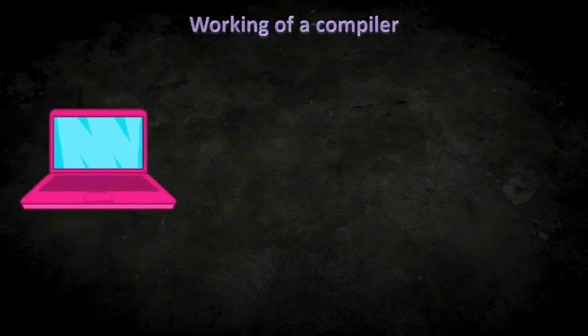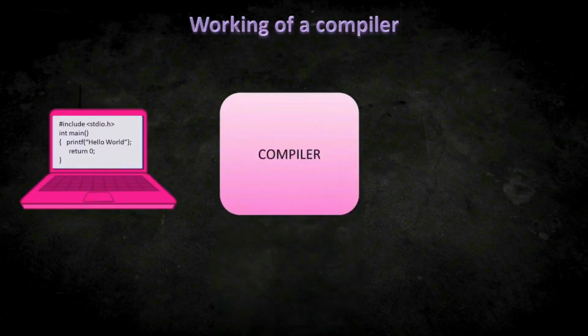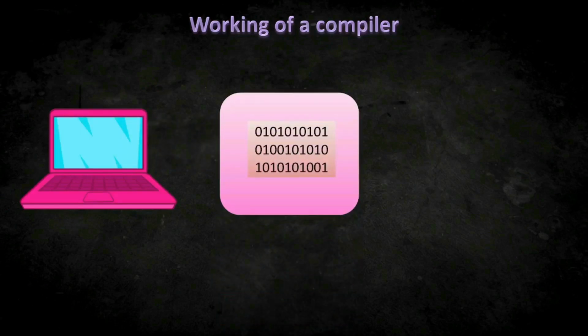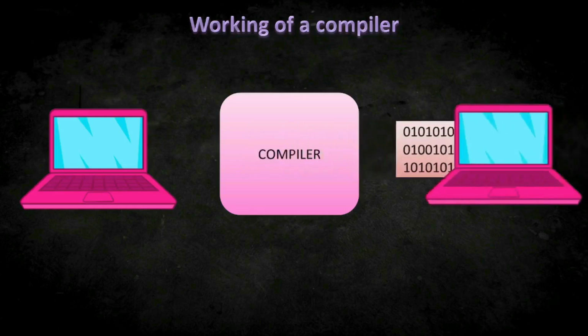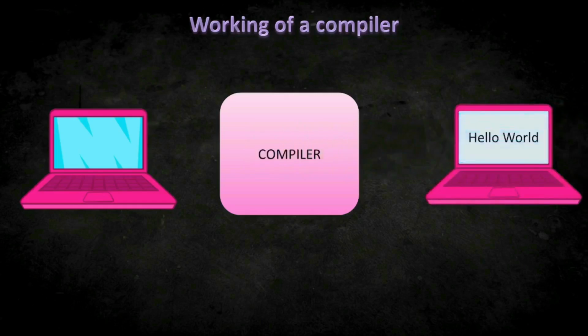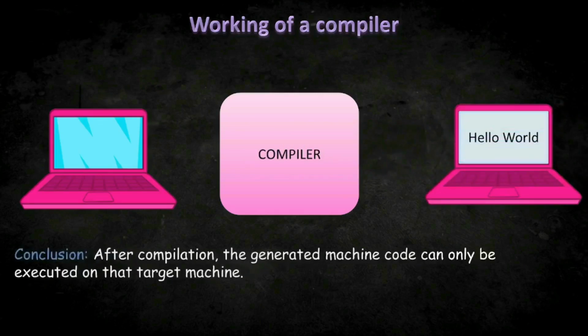For better understanding, look at the animation. For example, you have written a program to print hello world using the C programming language, which is a compiler-based programming language. Now this compiler is going to take this source code and generate the machine code, which is understandable by the target machine only. Now this machine code will get executed by the processor and it will print the result. Now we can conclude that after compilation, the generated code can only be executed by the target machine. This compiled code cannot be executed on different systems.